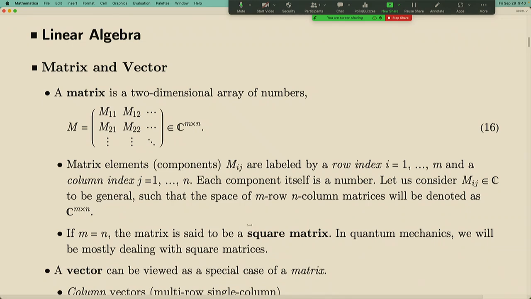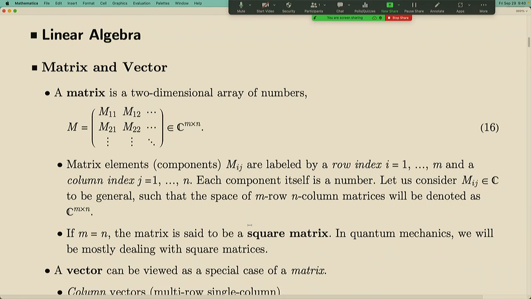So if we understand complex number linear algebra, there's no difficulty to specialize that to real numbers. So in the following, I will always assume every number we encounter by default is a complex number. And then the space of all m row, n column matrices will be denoted as complex number to the m cross n power.